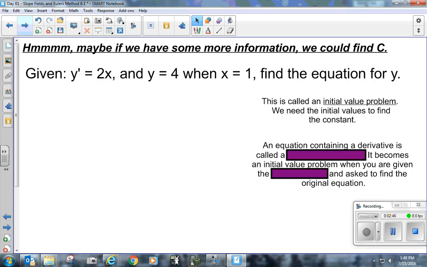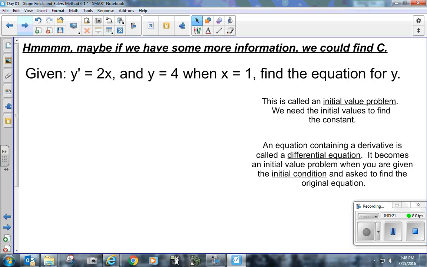An equation containing a derivative is called a differential equation. That's it. Don't freak out when you hear that term. That just means derivatives. You guys have been working with it. There's actually a class called differential equations. People like to call it DiffEq. I don't know why. It sounds snappy. Doesn't make it any easier. And it's considered an equivalent of like Calc 4. It becomes an initial value problem when you're given the initial condition and asked to find the original equation.